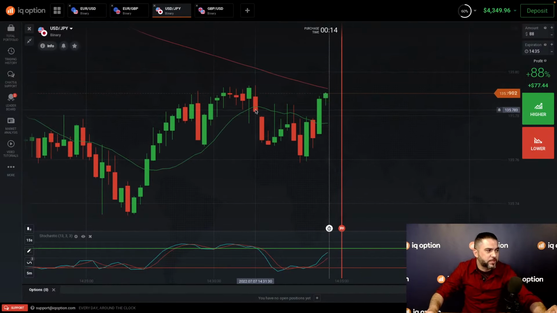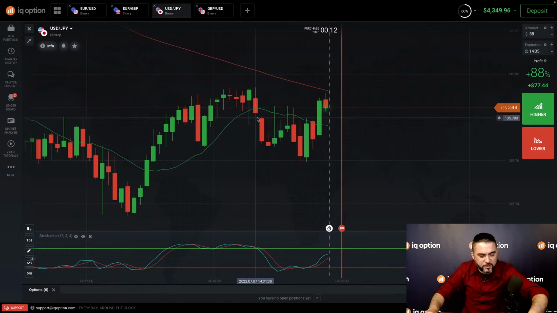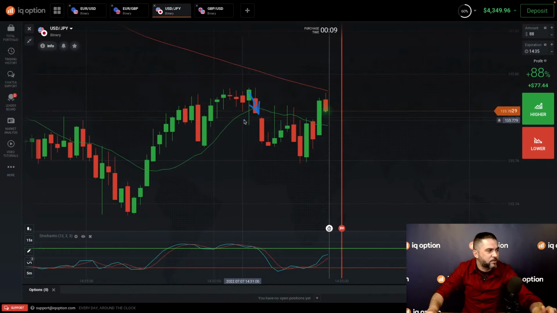It did what it was more or less intended to do. It crossed underneath. The market did come from above down. This was a good signal here between them. There was a nice crossover and a down movement here. We just got very unlucky with the timing here.